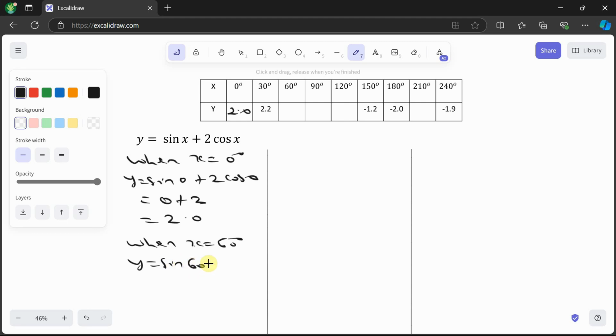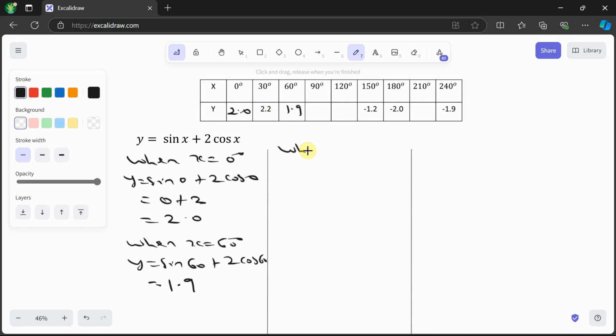And then when x is equal to 60 degrees, y will be equal to sine 60 plus 2 cos 60 degrees, right? So we can just plug it in and say sine 60 plus 2 cos 60. So this will give you 1.9 if you are doing it to one decimal place. So here is 1.9.